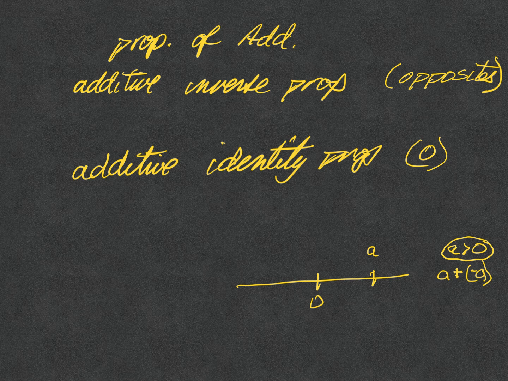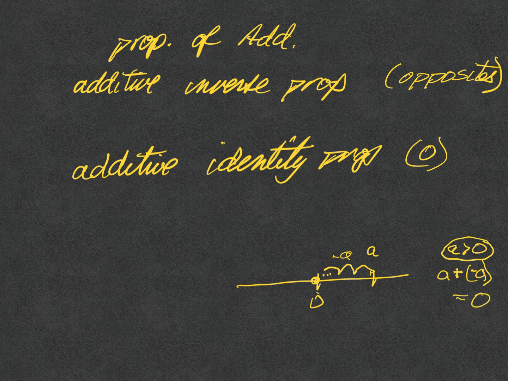Otherwise, a could be positive or negative. All right, if I don't say, it could be either one. If I say, then it's only one of them. And then negative a is the opposite of a. So if I have a, and then I move negative a, whatever that is, dot, dot, dot, I'm going to end right back up at 0, okay? So a plus the opposite of a is 0.